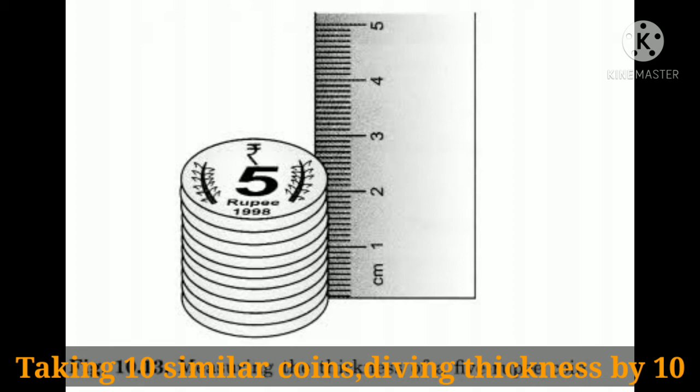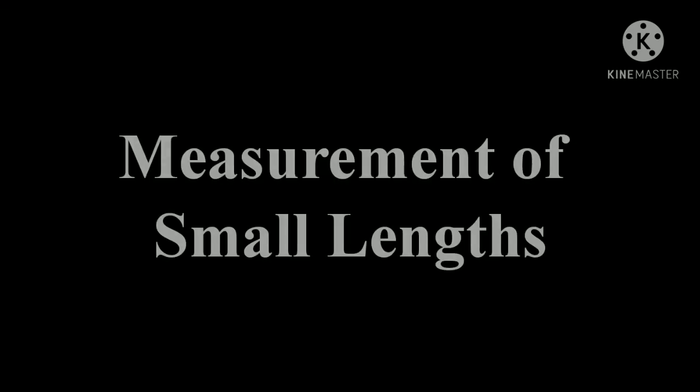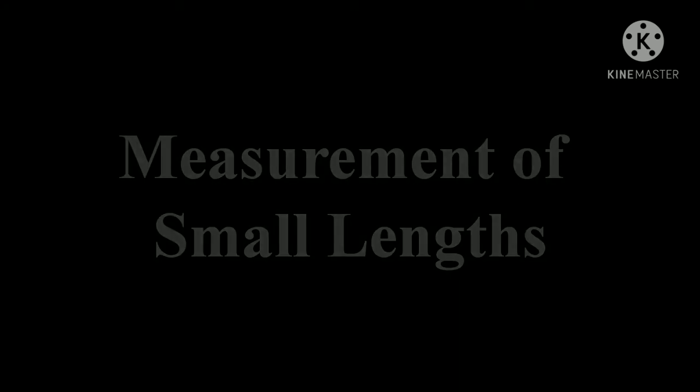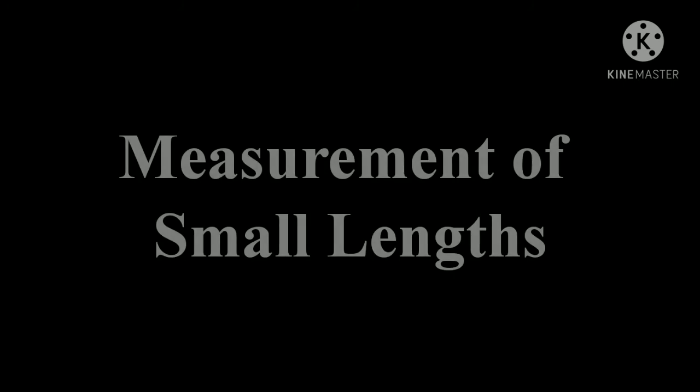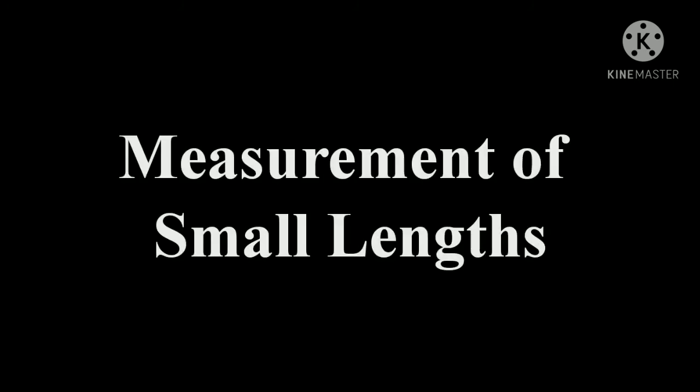Then what will you do? You divide that centimeter reading by 10, because you took 10 coins. So you divide it by 10, then you will find the actual thickness of 1 coin. Okay, so next we will measure small lengths. When we have to measure a very small length, like 1 coin only, here we have taken the example of 10 coins together, but if you have to measure a single coin, what will you do?